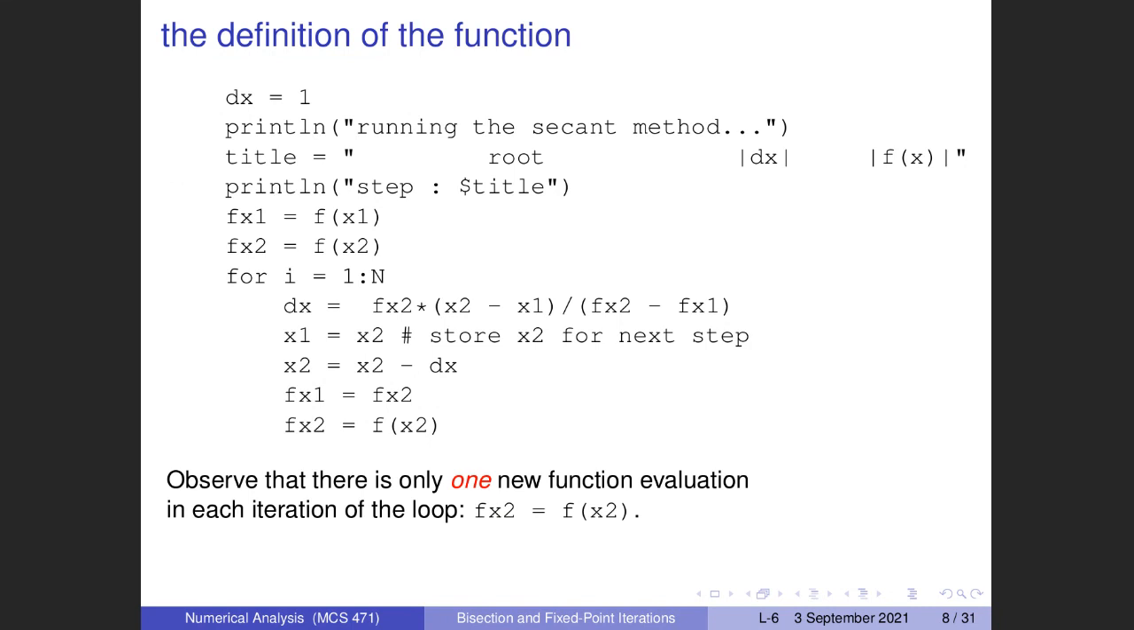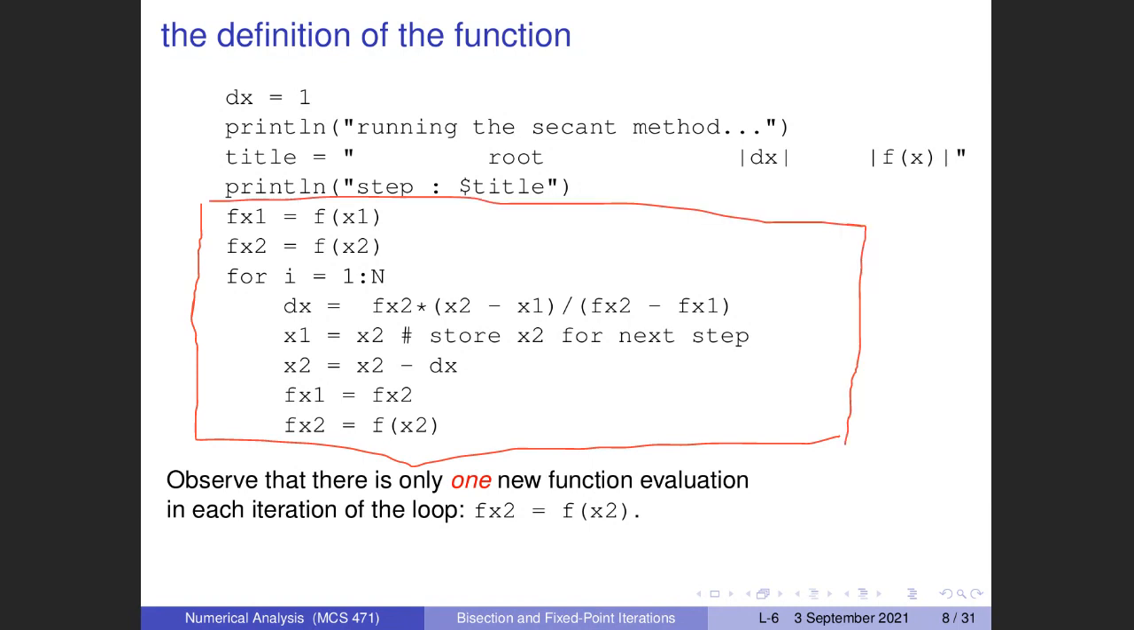The definition of the function is actually quite straightforward. Here you see that I have stored the function evaluations. We have one new function evaluation in every step. So fx2 is actually already the function evaluation at the new point. So one new function evaluation in every step. That's also the point for going to an actual algorithm, an algorithm that can be executed by a computer.